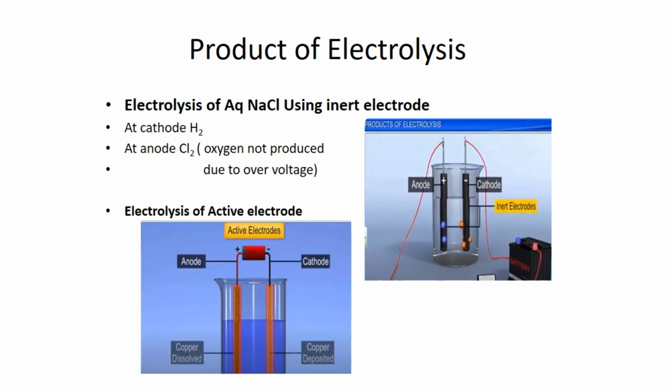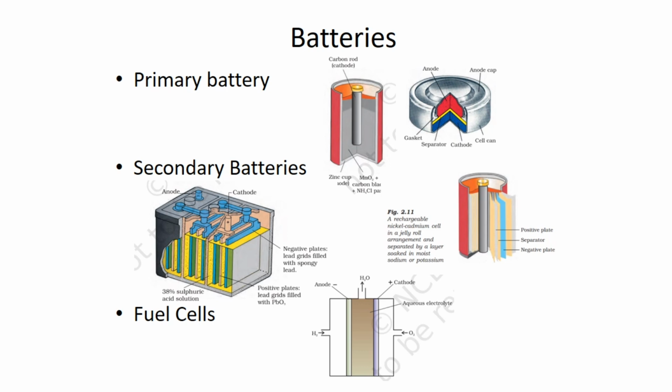If we are using an active electrode, the metal will be deposited at the cathode and the metal will dissolve at the anode. We have three main types of batteries. Primary cell, we have the example as dry cell and mercury cell, which is used in watches. Secondary cell, the cells which can be recharged. We have the lead storage battery, which is used in vehicles and in inverters.